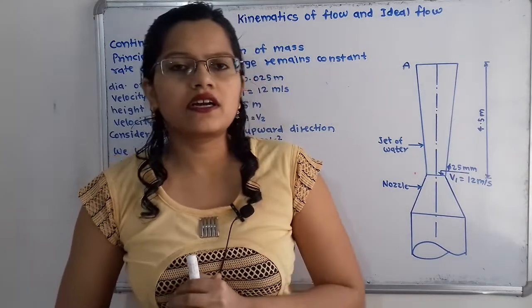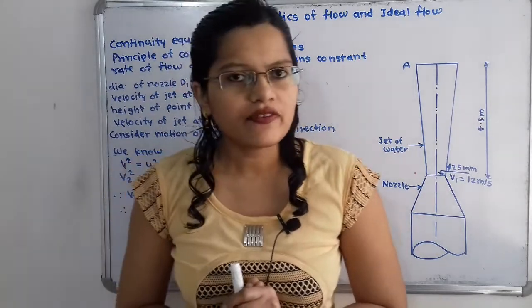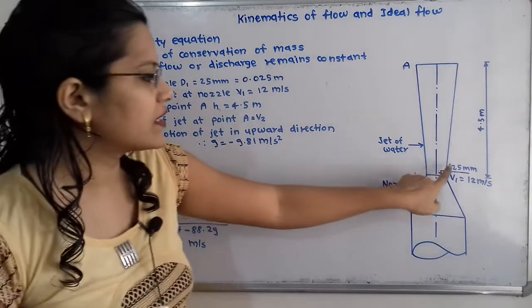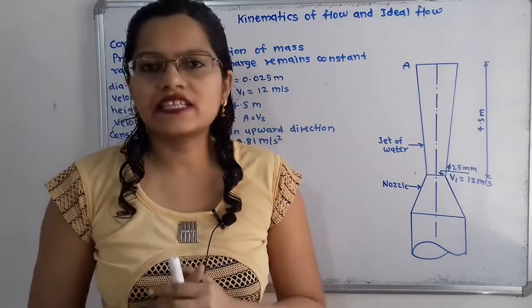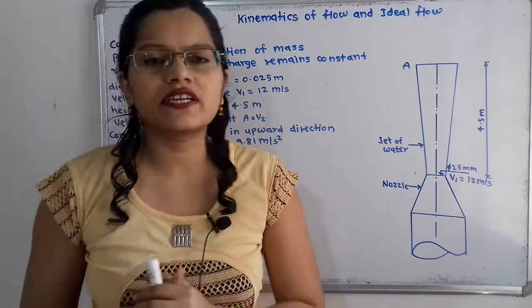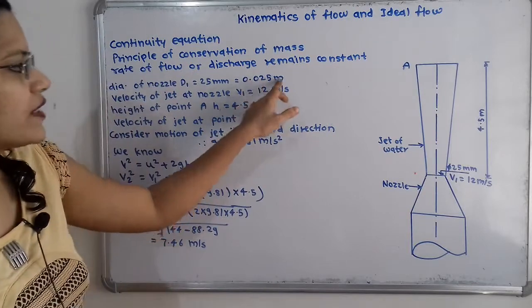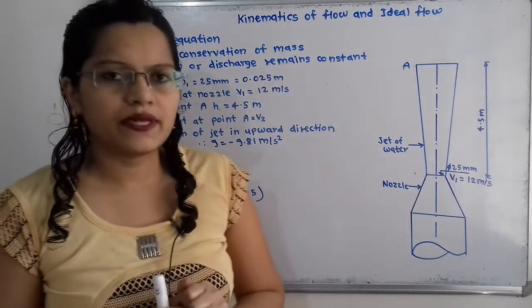Let us first understand the diagram as per the given data. Now if we observe here, the diameter of the nozzle is given, that is 25 millimeter. So what is the standard unit? That is meter. So we have to convert it into meter: 25 millimeter is equal to 0.025 meter. So we have to use this value in meter.